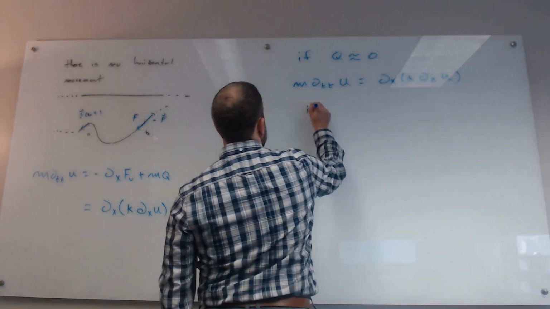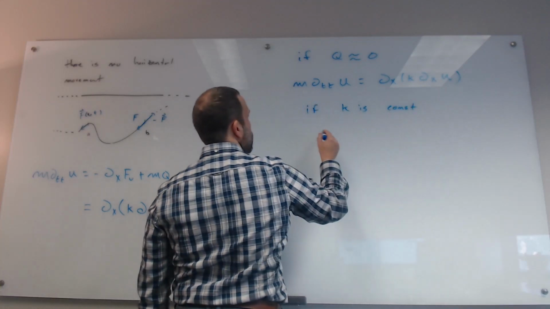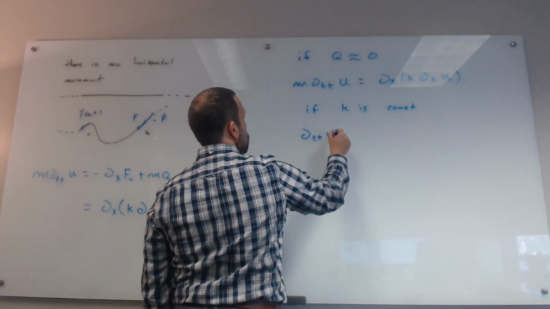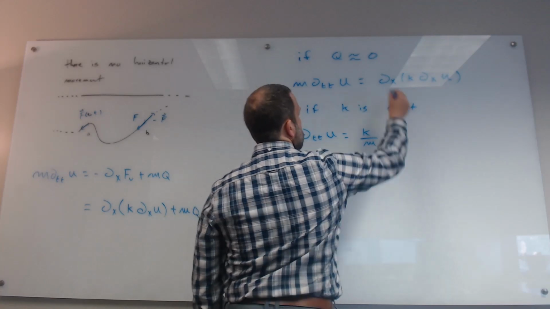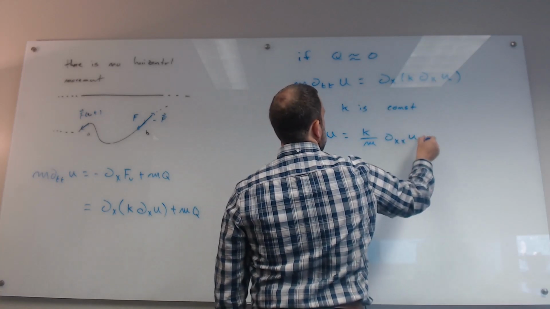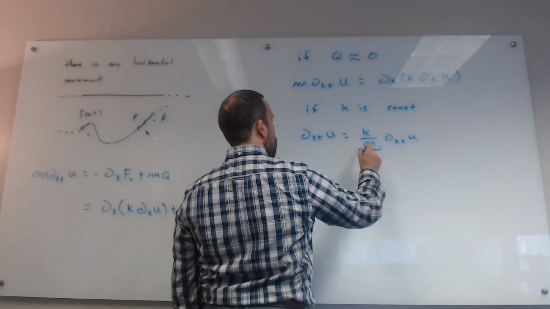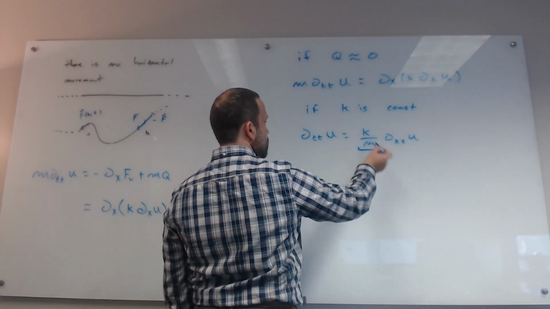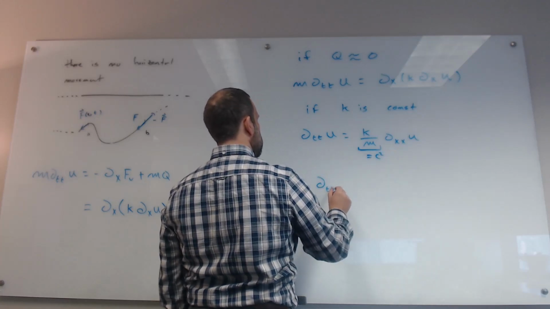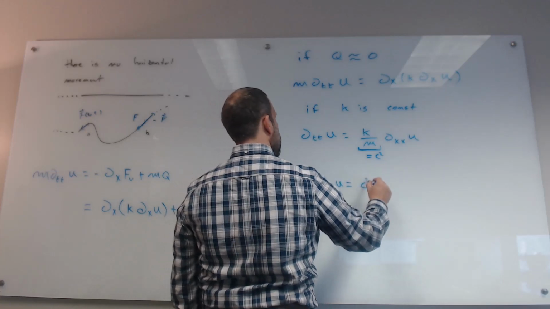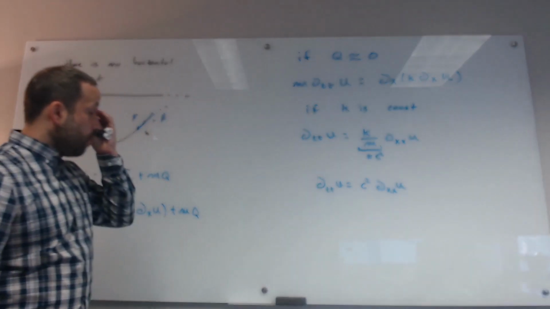If K is constant, then we can write this as the double t derivative of U is equal to K over M times the double x derivative of U. Because if you move the K out, then you just have the double x derivative of U. And typically, this number right here, since K is positive, that's why I wanted it to be positive, and M is positive, is typically called C squared. This becomes the double t derivative of U is equal to C squared times the double x derivative of U.